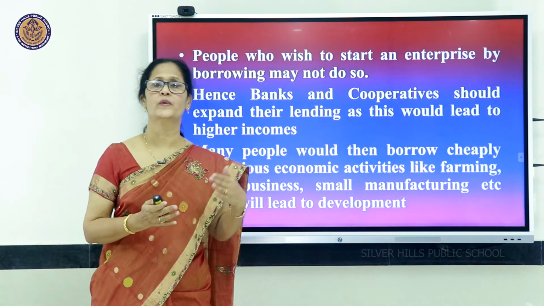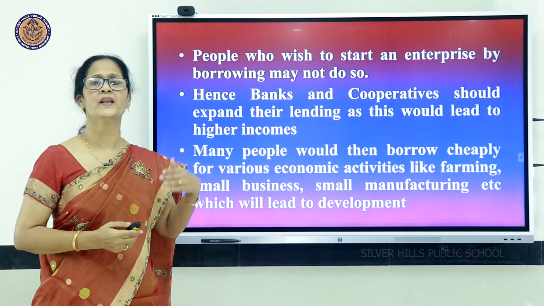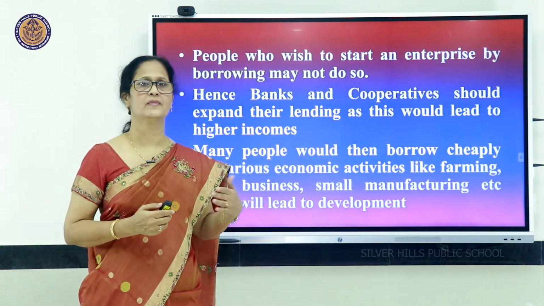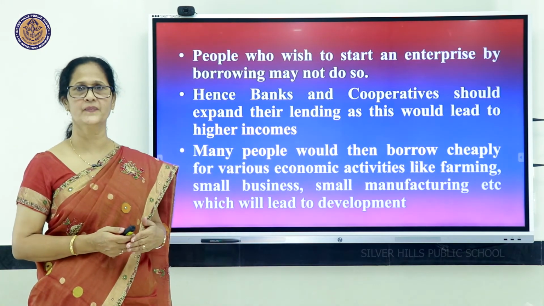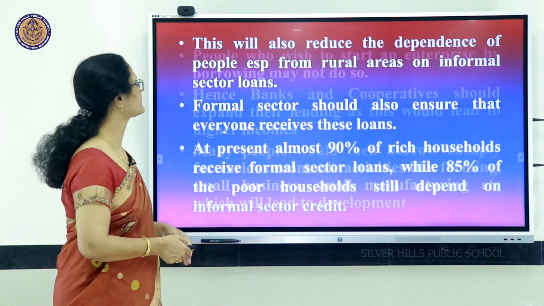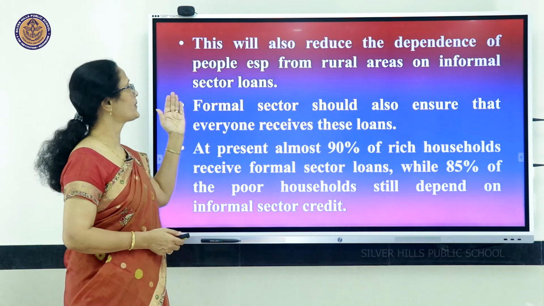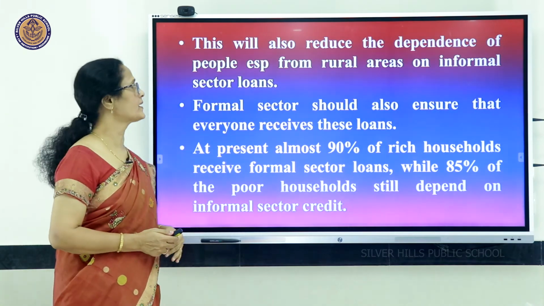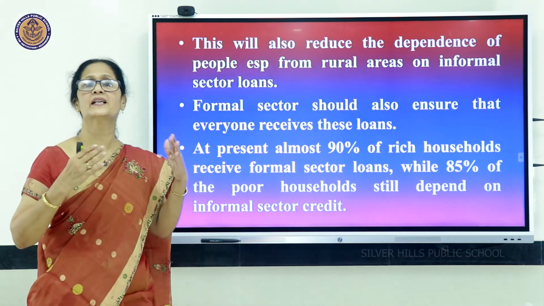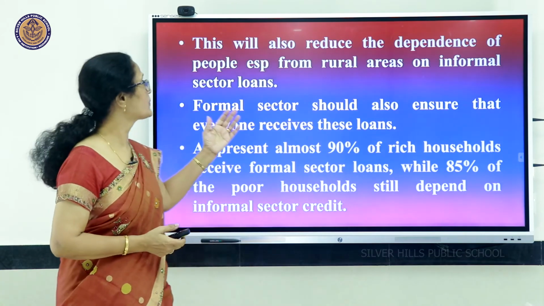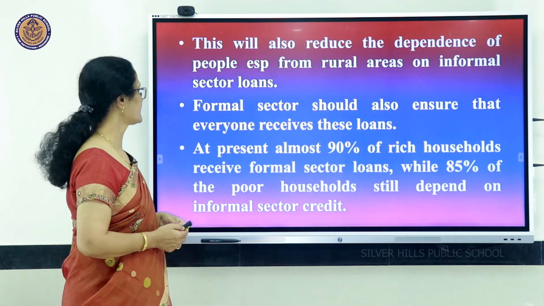So, people who were not contributing towards the GDP, towards the national income of the country, will be able to produce and contribute towards the GDP or the national income of the country, which will lead to development. This will also reduce the dependence of people, especially from rural areas, on informal sector loans. So, if banks and cooperatives expand their lending activities, this will reduce the dependence of people on informal sector credit.